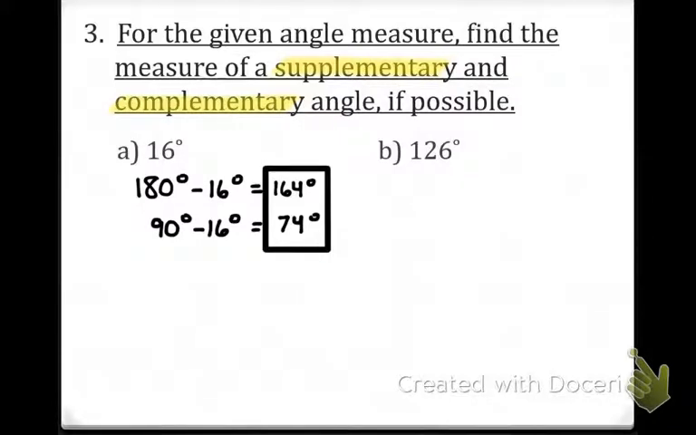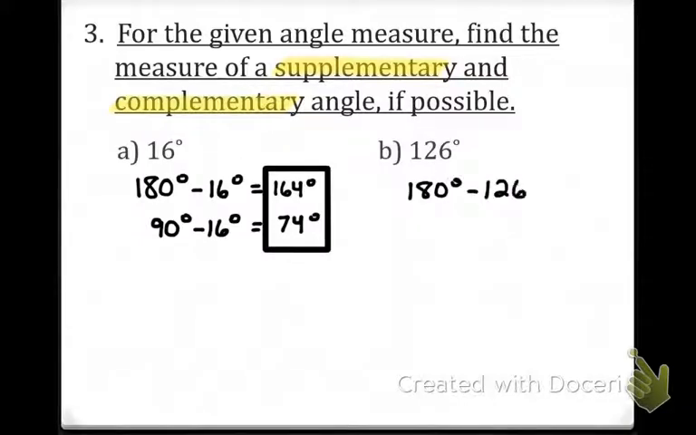And then you're just going to box in your answers. The top one is the supplementary one, and the bottom one is the complementary one. All right, so the next one says that one of my degrees is going to be 126 degrees. Once again, we're going to work with supplementary first. Asia, how many degrees are in supplementary angles? 180. So how do I figure out what my other degree is going to be?